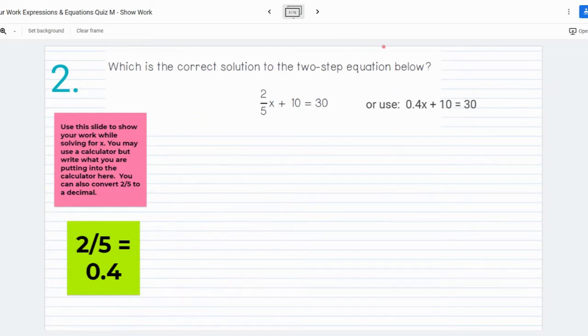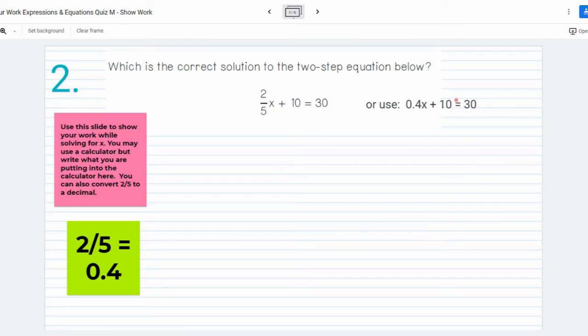Question number 2. Which is the correct solution to the two-step equation below? So you can use this, 2 over 5x plus 10 equals 30, or I converted 2 over 5, that fraction, I've already converted it to a decimal for you, and you can just use the decimal to solve it. Again, you want to show your work.